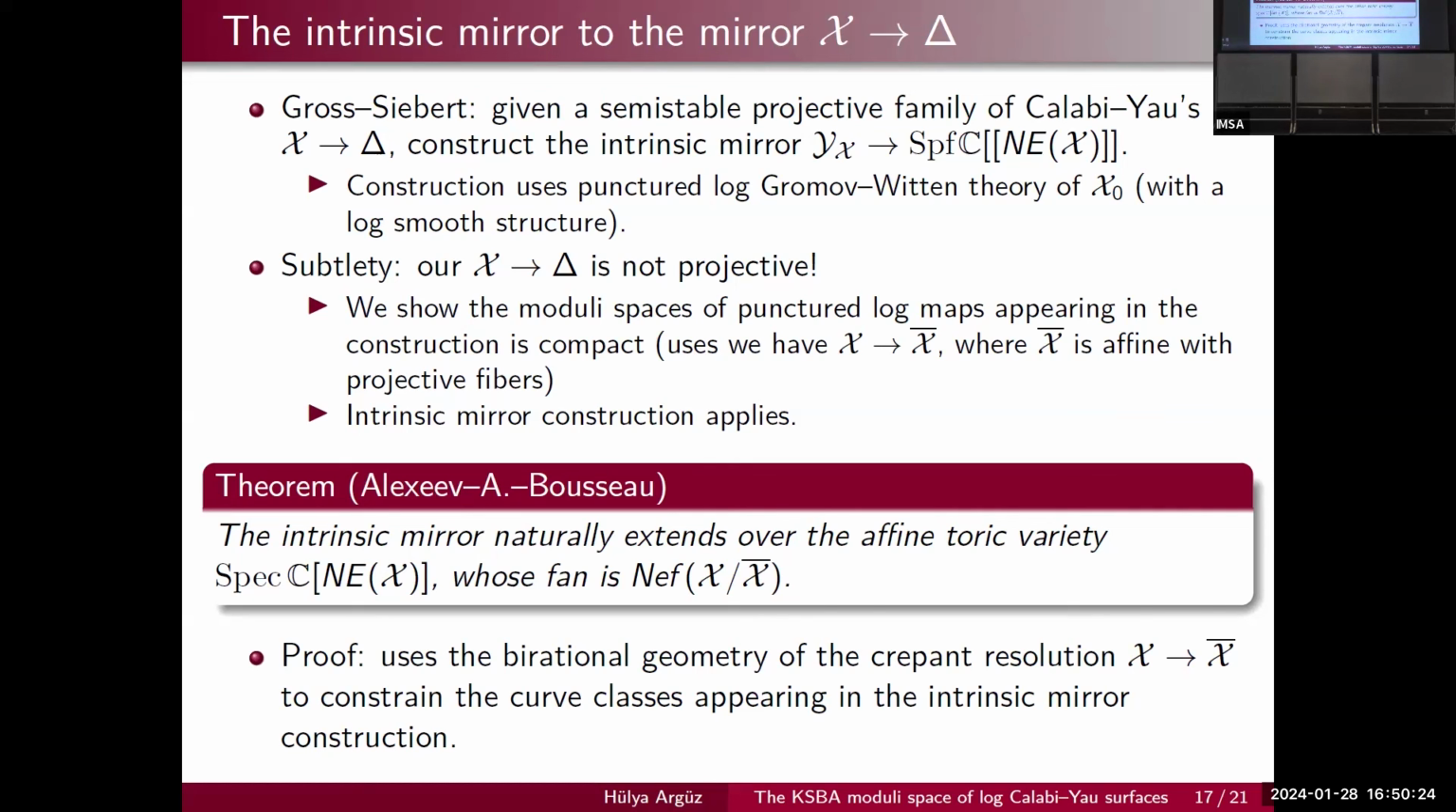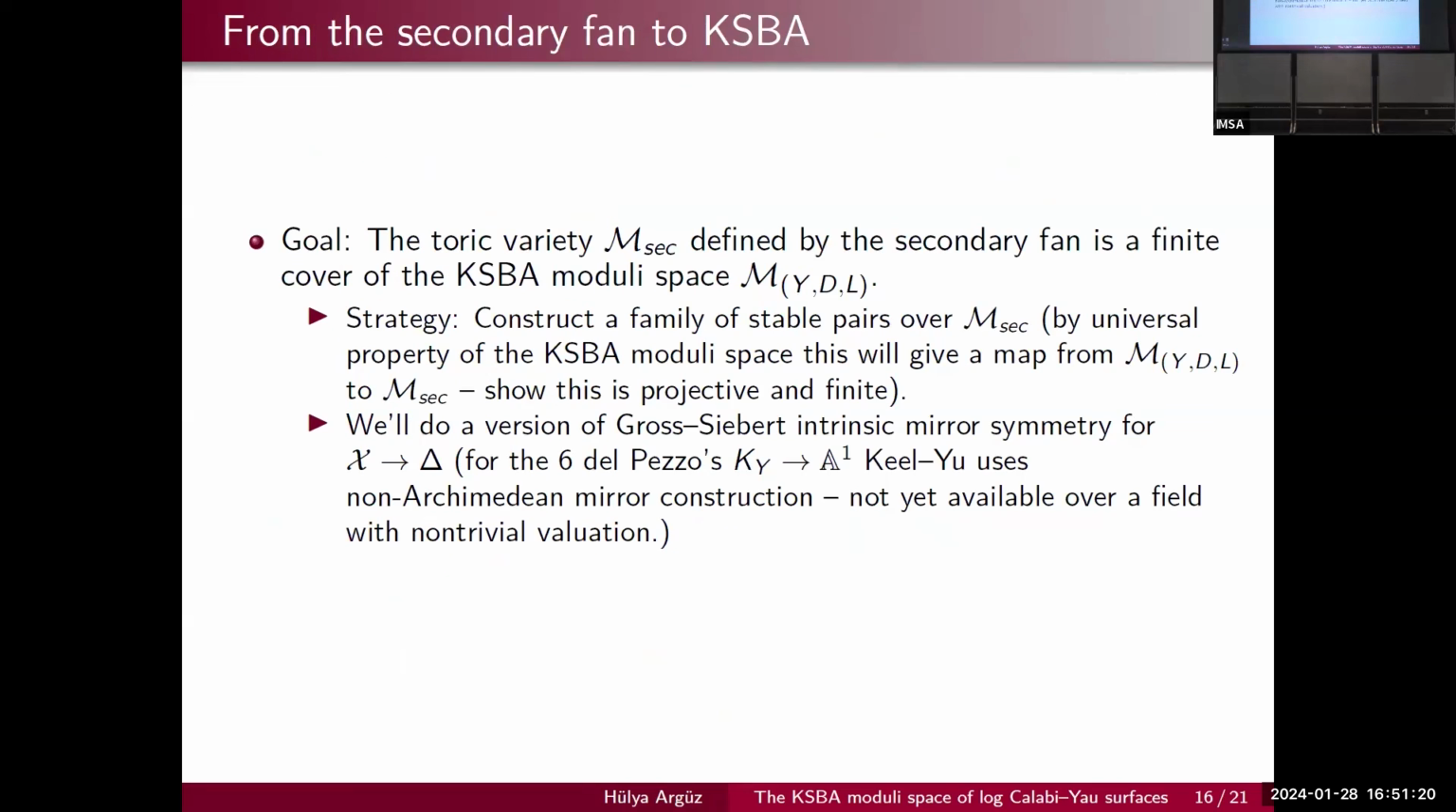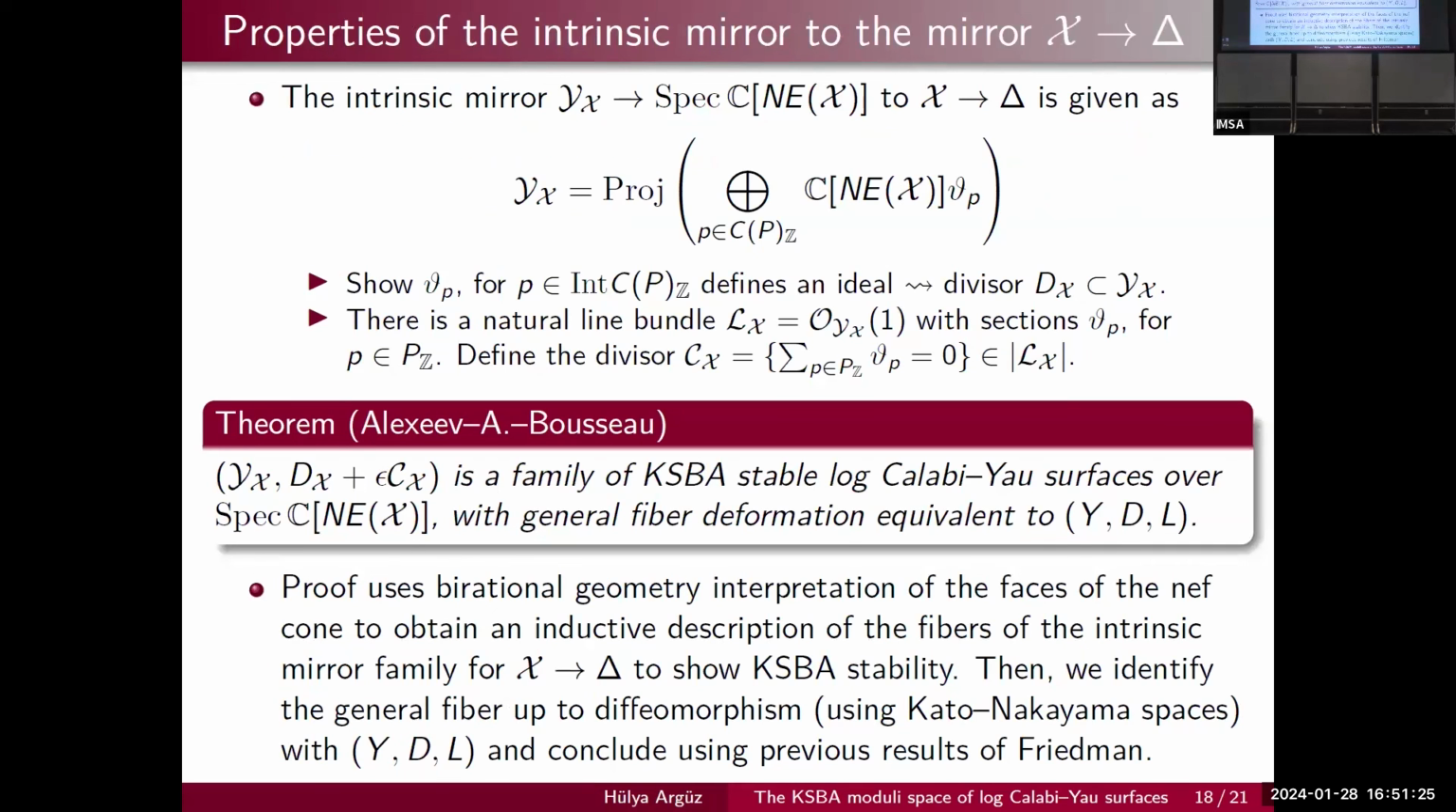And one of the key theorems we prove is that we still call it the intrinsic mirror, and the intrinsic mirror actually extends from this formal Spec thing to the affine toric variety, Spec C of the cone X. This uses quite some involved analysis, showing that if you have two theta functions generating the mirror, their product is defined by a structure constant given by punctured log curves. We showed there are only finitely many possibilities for this punctured log curve. So we use some birational geometry of the crepant resolution to constrain the curve classes that appear in the mirror construction to prove this. This is one of the key results. And then, sorry. So at the end of the day, we obtained the intrinsic mirror over this affine toric variety.